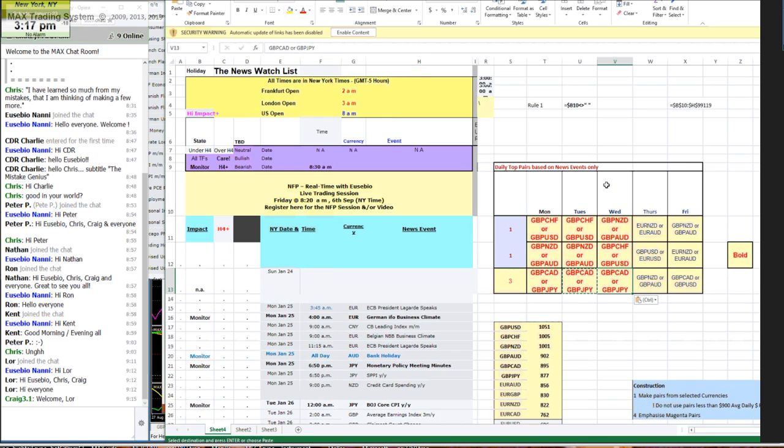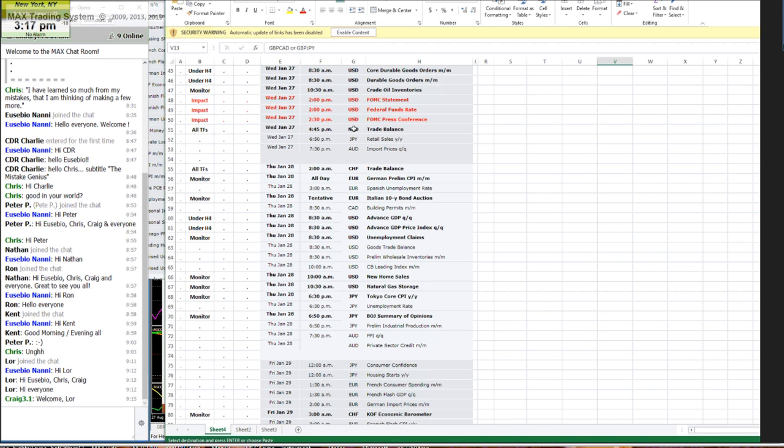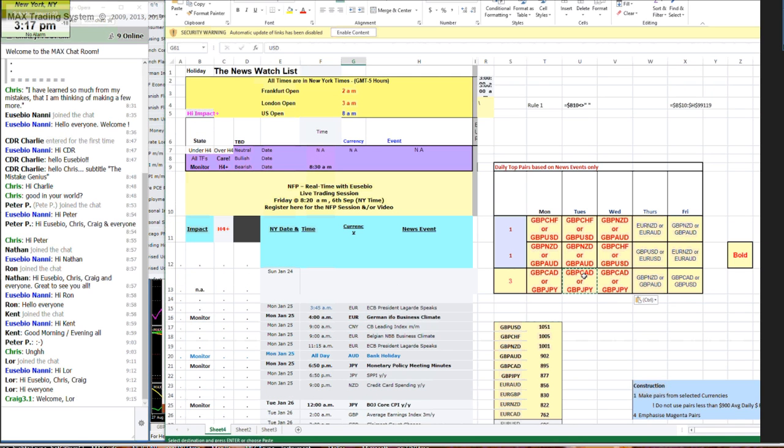Okay, leftovers from Wednesday is the Kiwi, right on 5 p.m. And then we've got the Swiss and the US dollar, and that's it. So we will have the pound US dollar or pound Swiss. Pound Kiwi or pound Aussie. Euro Kiwi or Euro Aussie.